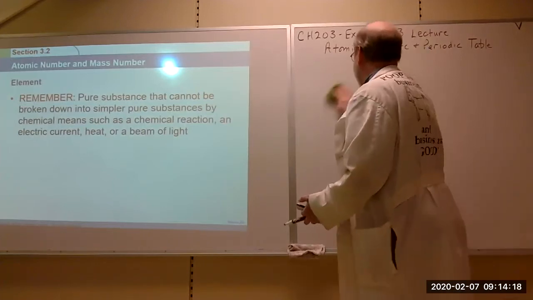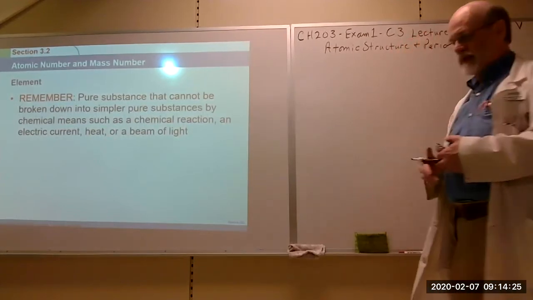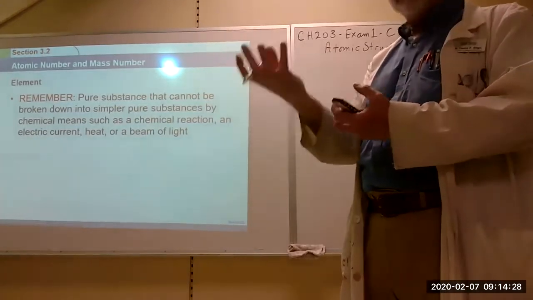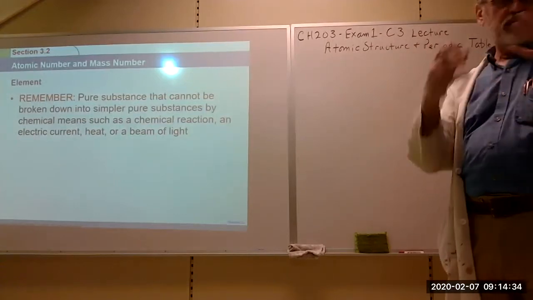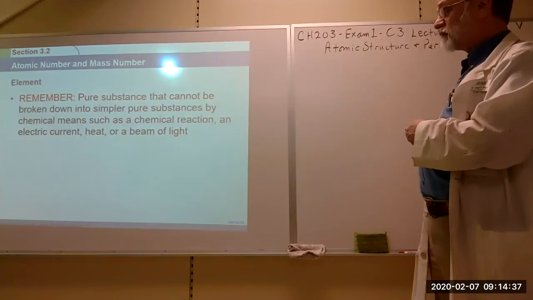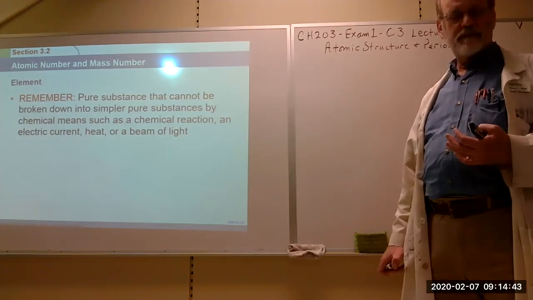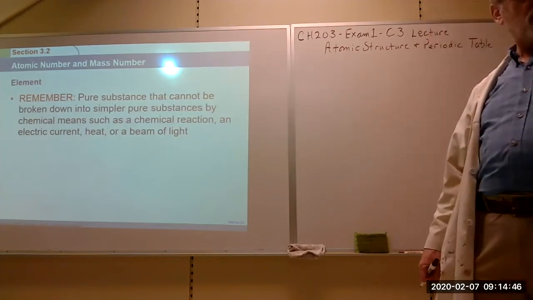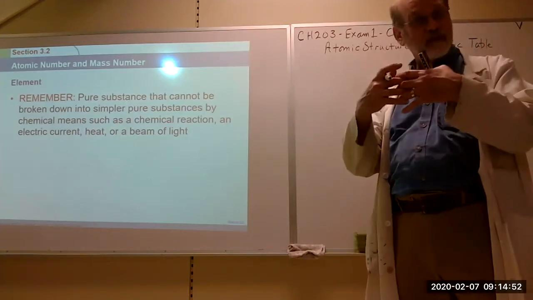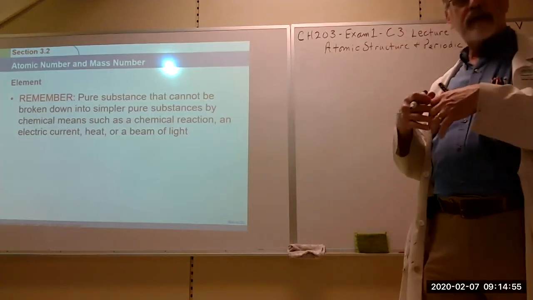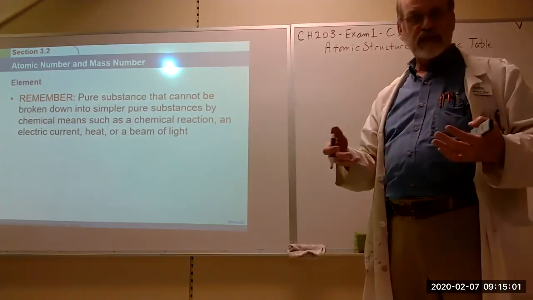So when we name an element, we are saying that all you have in this lump of something is a pure substance. There's nothing else in there mixed in with it, and it cannot be broken down into simpler substances by physical means. An element can't even be broken down by chemical means. So that's as simple as you can get. If you have a compound, a combination of more than one element, like our sodium chloride, then you can break it down into its individual elements by chemical means.